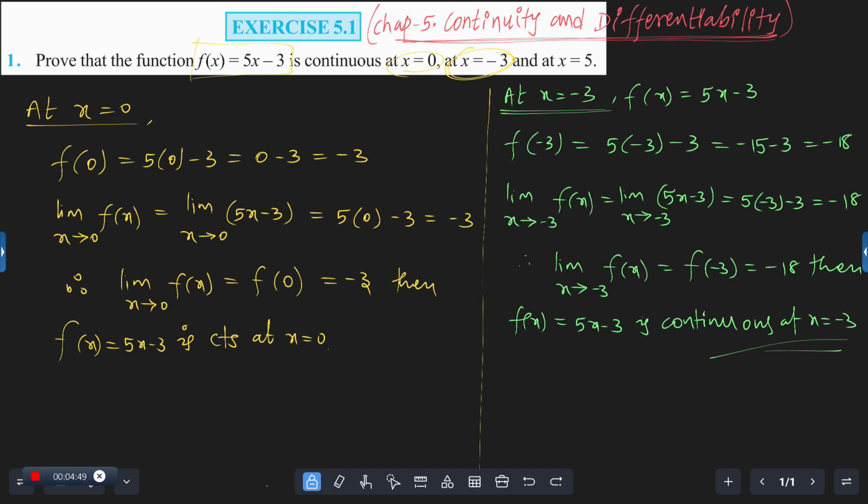Understand? So at x is equal to 5, you people try. Take it as homework. In the same manner, how I replaced the x value as minus 3 in the question, and in the first part, how I replaced x equal to 0, the same manner you do at x is equal to 5.